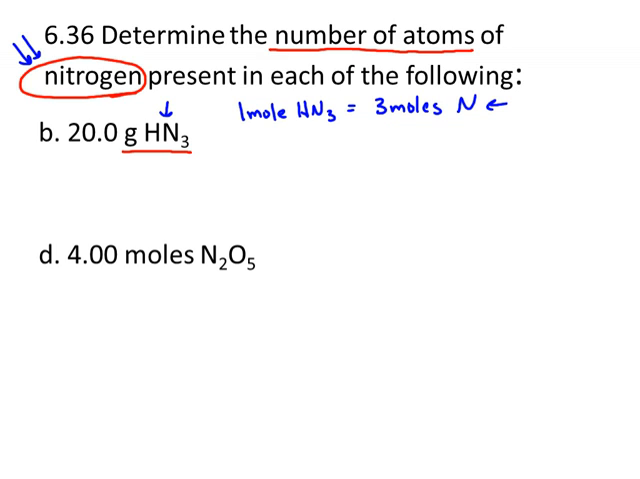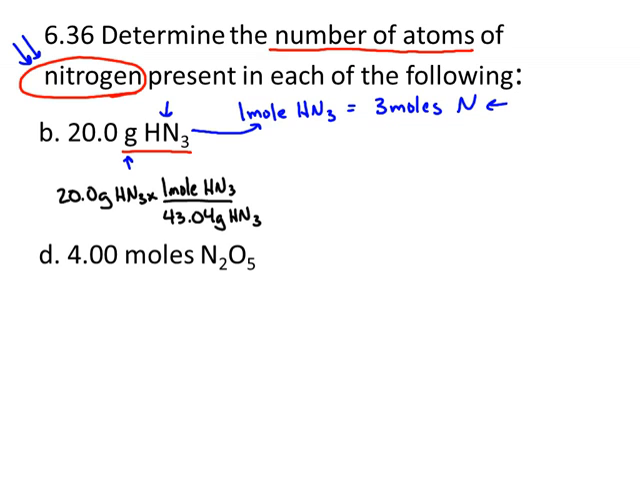Now we can start thinking, okay, if I start with grams of HN3, and I need to go to moles of HN3, which is really what that first step is, then I need the molar mass of HN3. So 20.0 grams HN3, the molar mass is going to be 14.01 times 3 plus 1.01. That's going to be 43.04 grams HN3 to 1 mole of HN3.